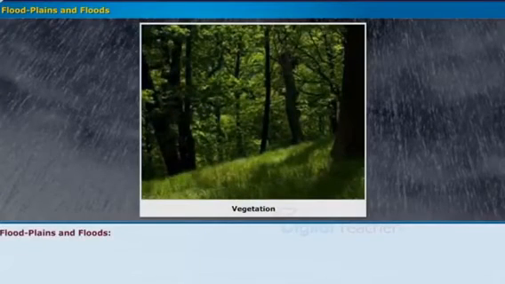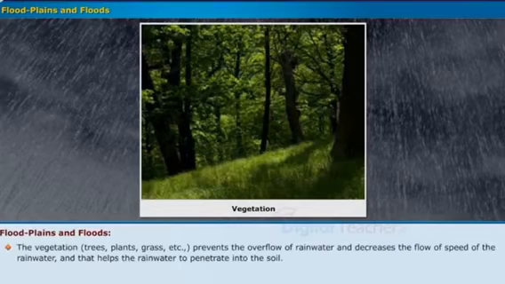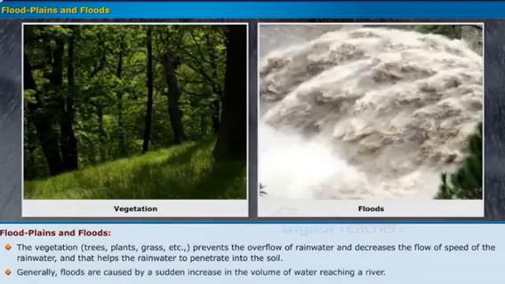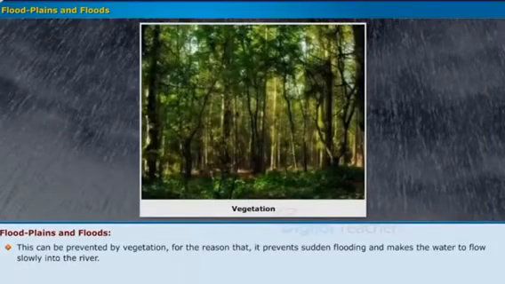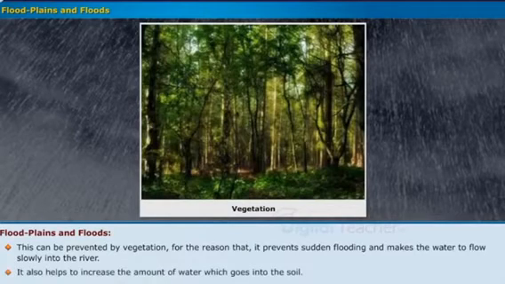Let us find out whether there is any role of human beings in these disasters. The vegetation, that is trees, plants, grass, etc., prevents the overflow of rainwater and decreases the speed of the rainwater flow, and that helps the rainwater to penetrate into the soil. Generally, floods are caused by a sudden increase in the volume of water reaching a river. This can be prevented by vegetation, for the reason that it prevents sudden flooding and makes the water flow slowly into the river. It also helps to increase the amount of water which goes into the soil.